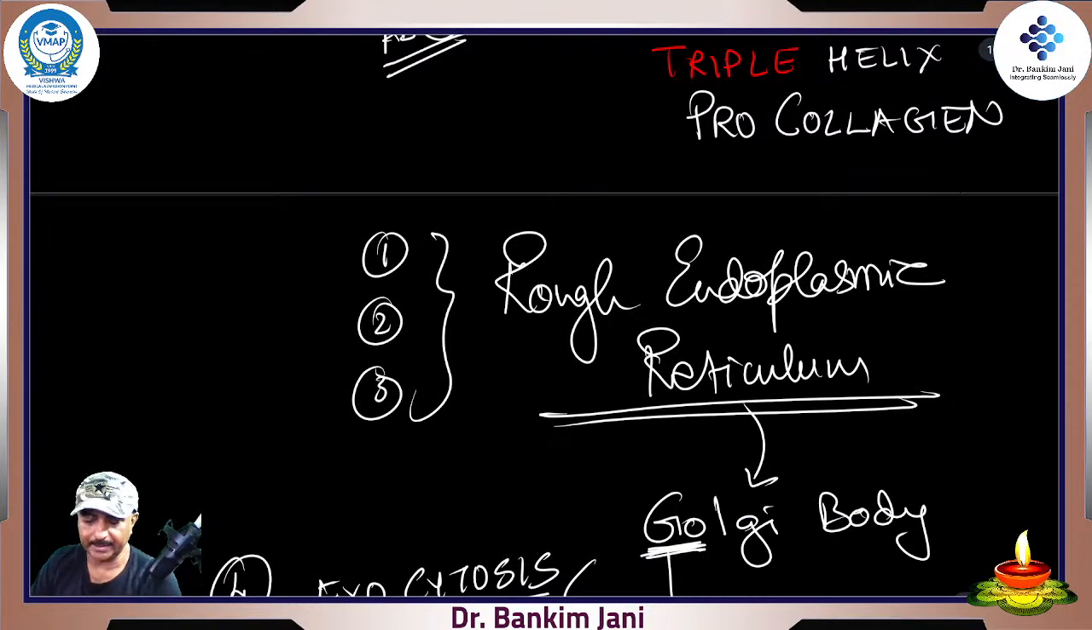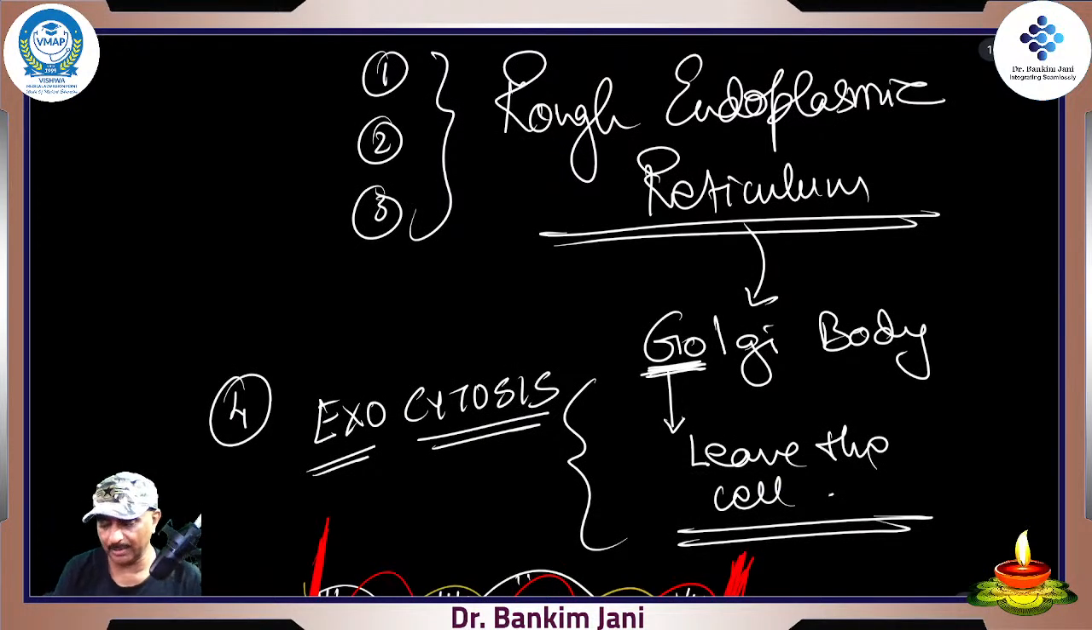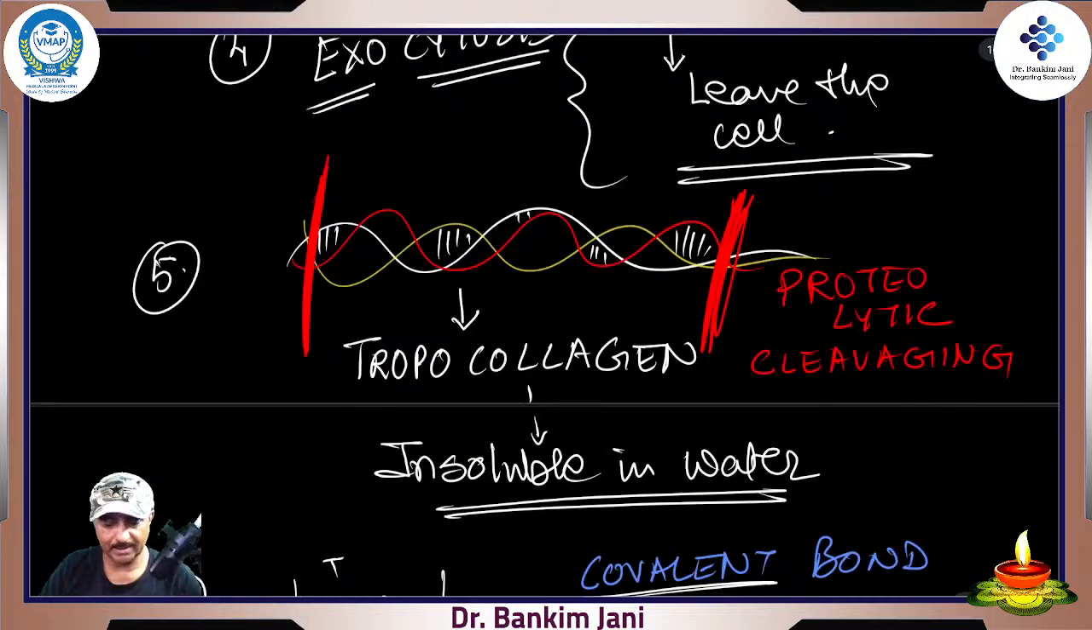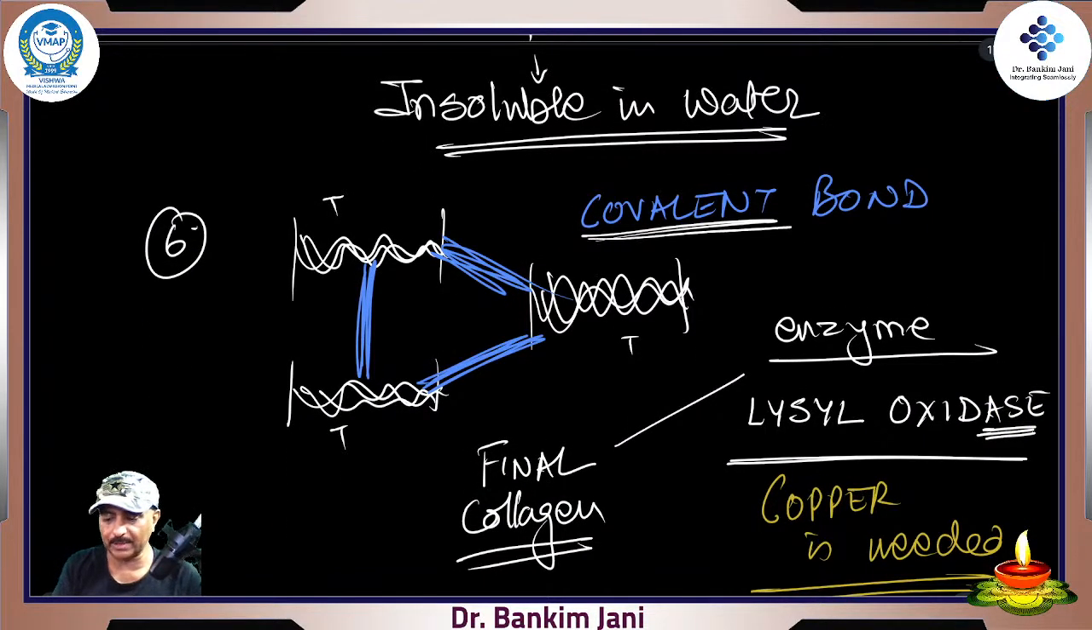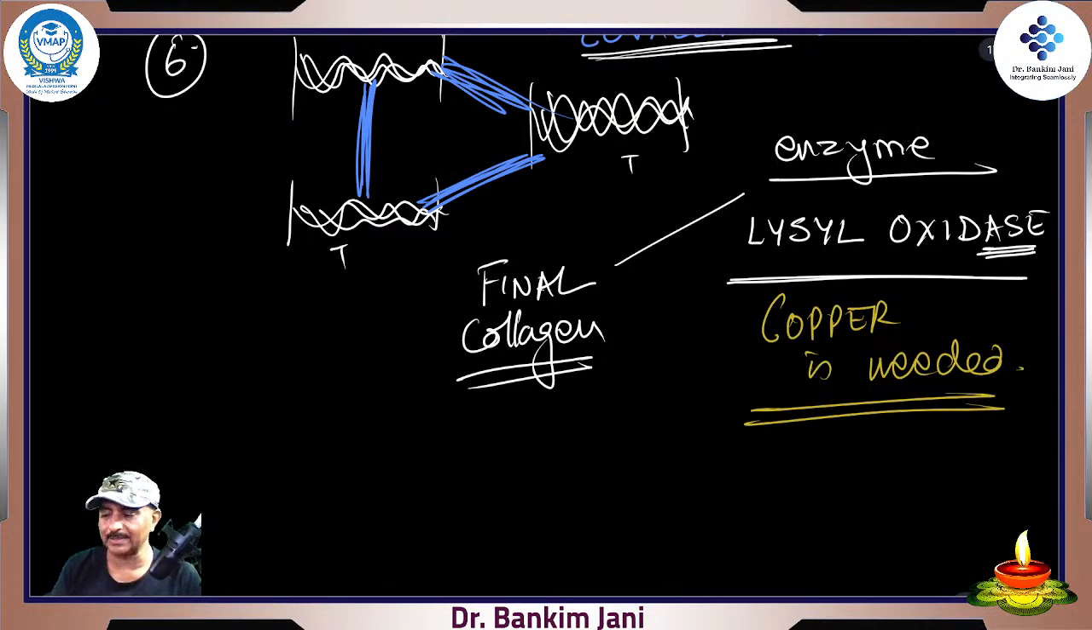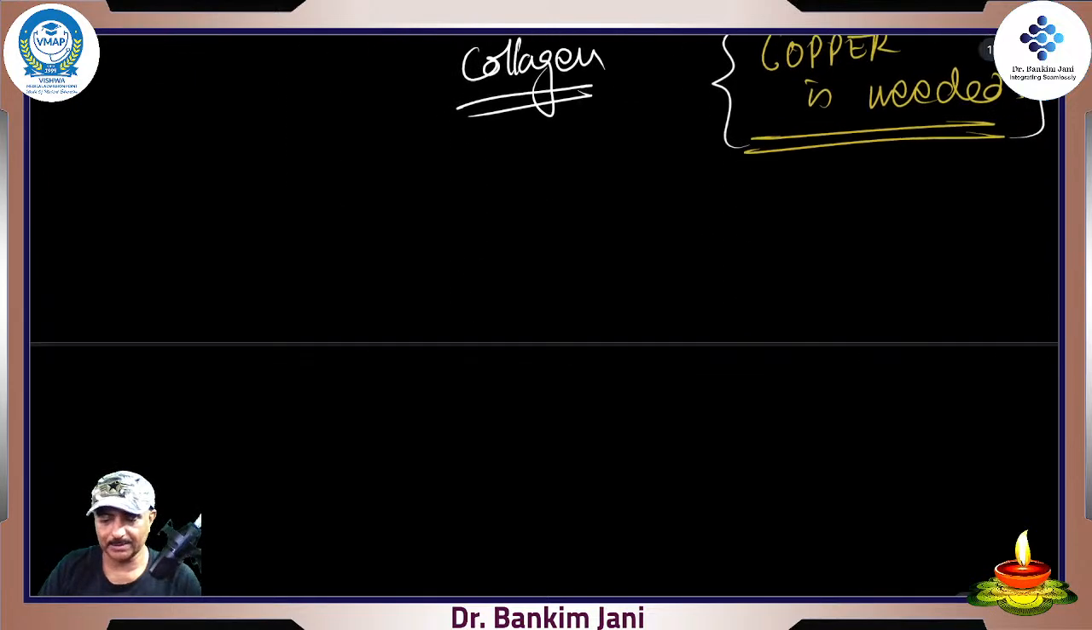The first three processes occur in the RER, rough endoplasmic reticulum, then it goes to the Golgi body. It goes through the Golgi body before it leaves the cell, and this process is called exocytosis, right, leaving the cell. Now we need to make the final product, so all those improper ends are cut off, and that process is called proteolytic cleavage. So everyone is made of the same size, and that is called tropocollagen. That is our raw material. Because it is properly cut, now it is insoluble in water, and then we connect all of them with covalent bonds, and that leads to formation of the final collagen. For this process to occur, lysyl oxidase, an enzyme, is needed, but don't forget the very important copper, right? Because it will support the completion of this process.